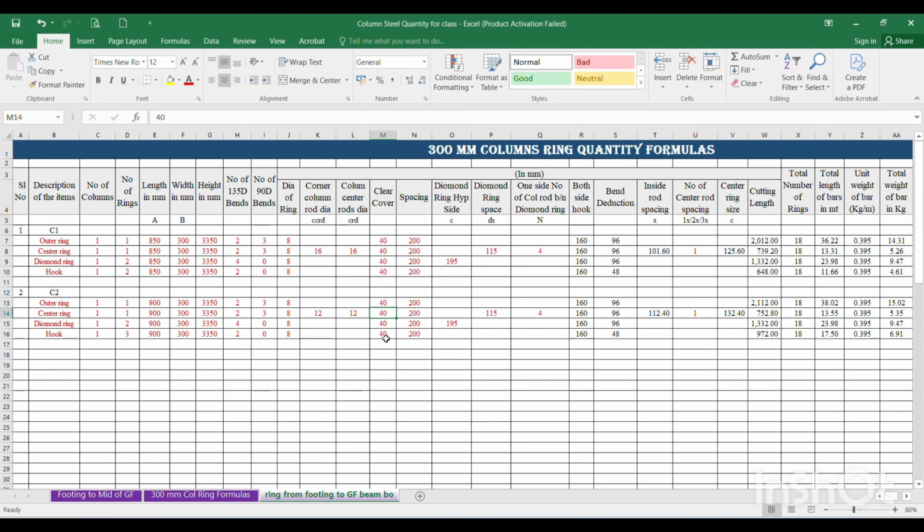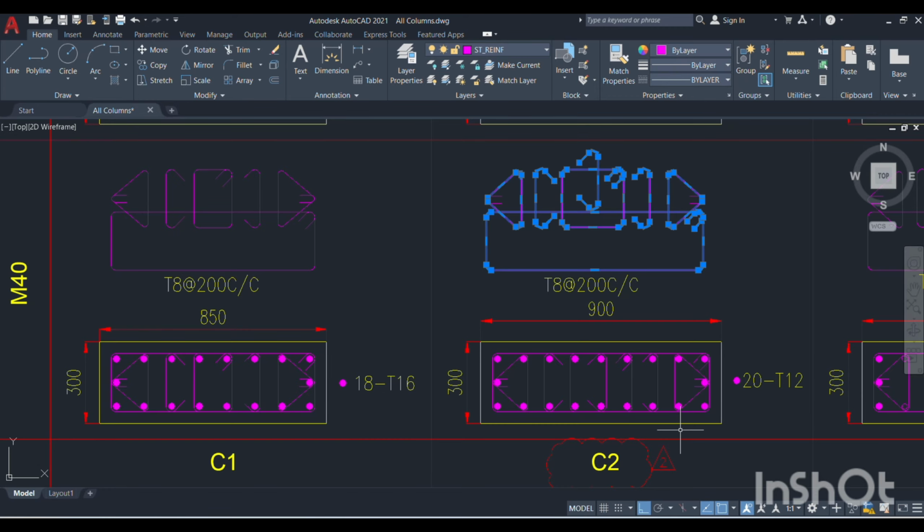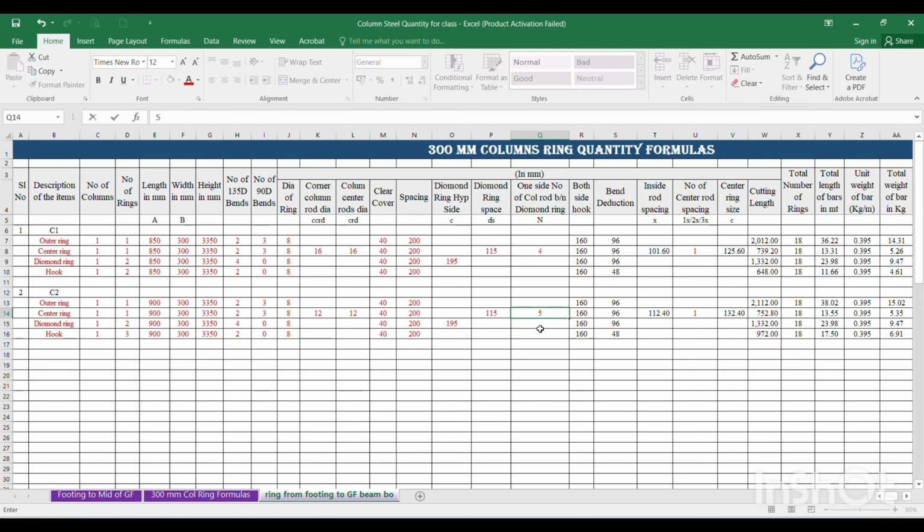Then column cover will be the same, and spacing 200 is as it is, and the diamond ring hypotenuse side is calculated for the diamond ring, and 115 is the spacing for the center ring for the diamond ring space, and here it will change. One side number of column rods between diamond ring: in between the diamond ring how many are there? Here diamond ring 2 number gone, here diamond ring 2 number gone, then what is the remaining? 1 2 3 4 5 rods are there in between the diamond ring. You have to change this to 5.